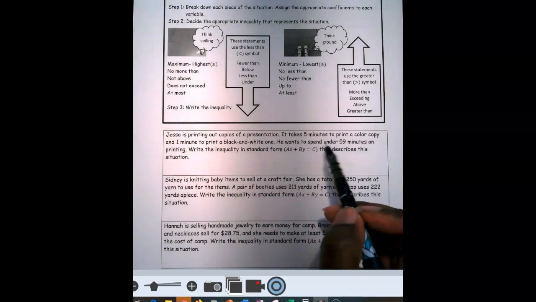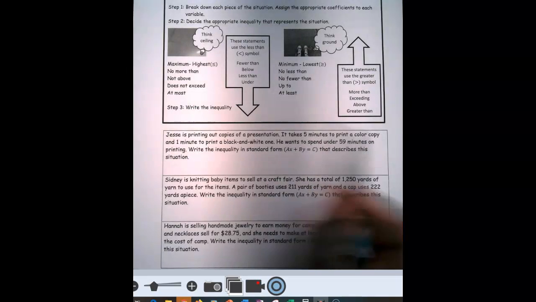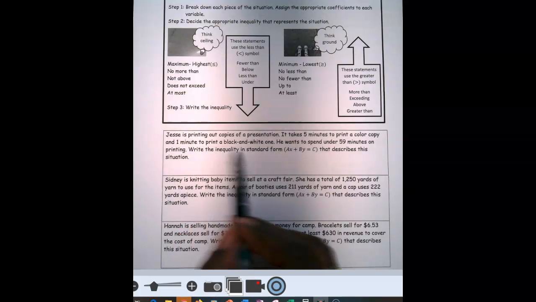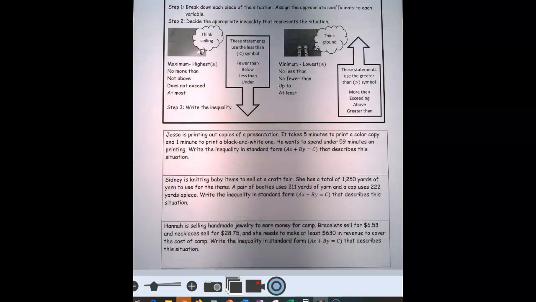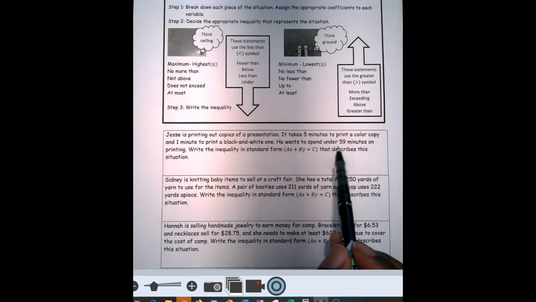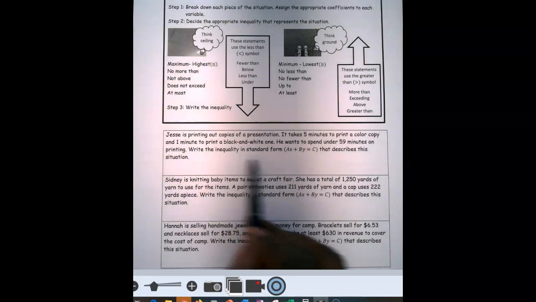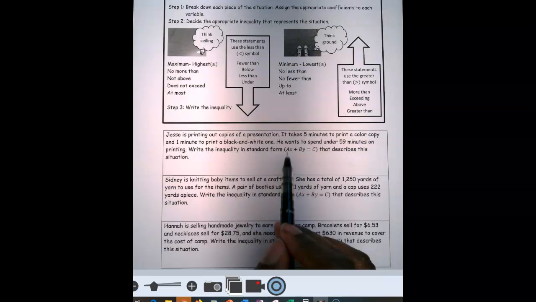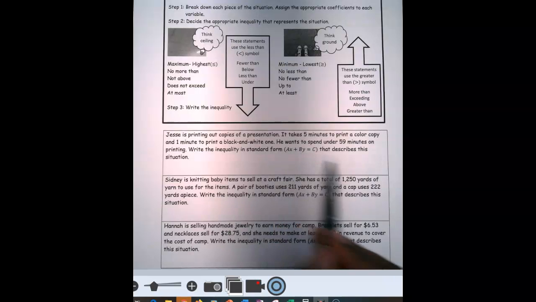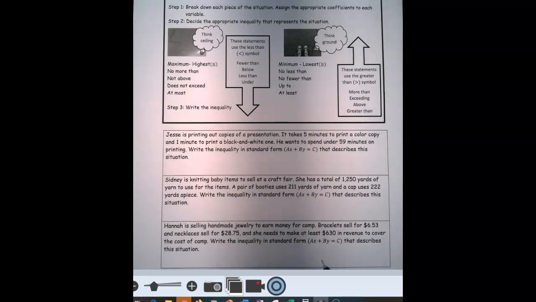The first one says Jessie is printing out copies of a presentation. It takes 5 minutes to print color copies and 1 minute to print black and white ones. Okay, so color, black and white. He wants to spend under 59 minutes on printing. So he doesn't want to spend 59. He can spend anything less than 59, but not 59 and not above 59. So we're going to write this inequality in standard form.